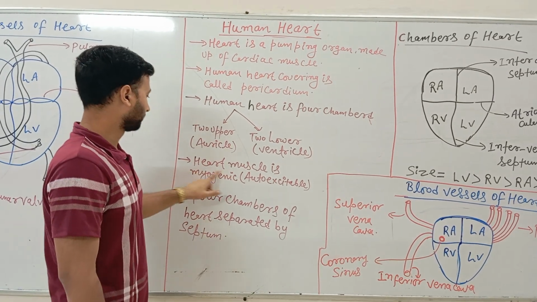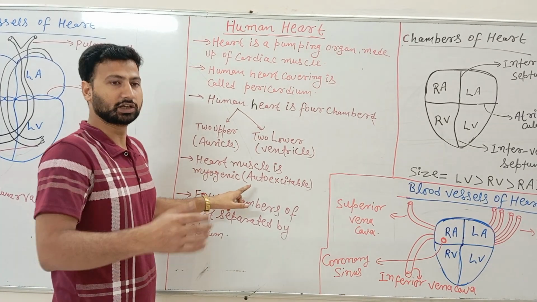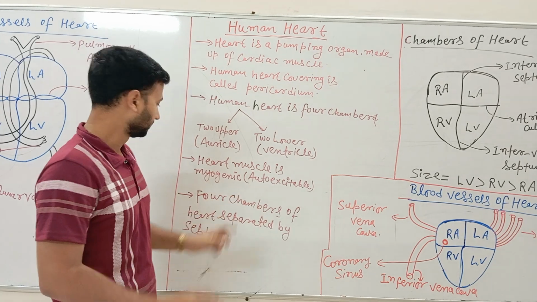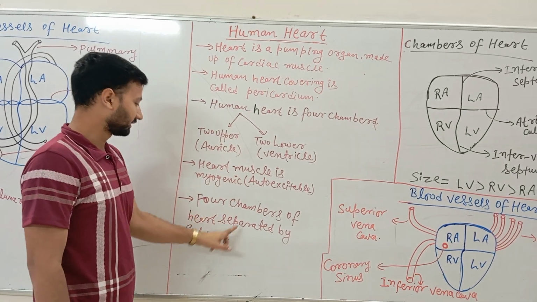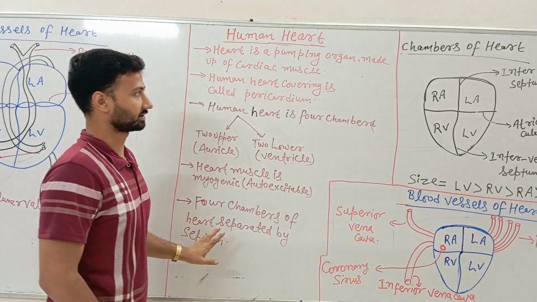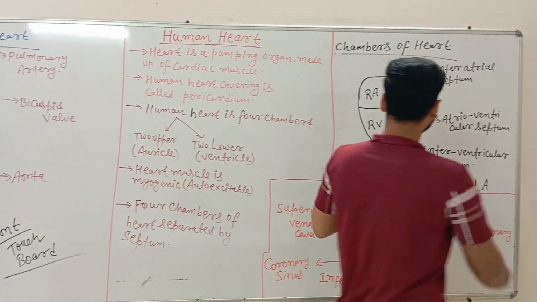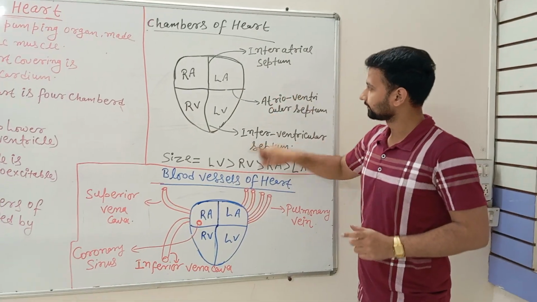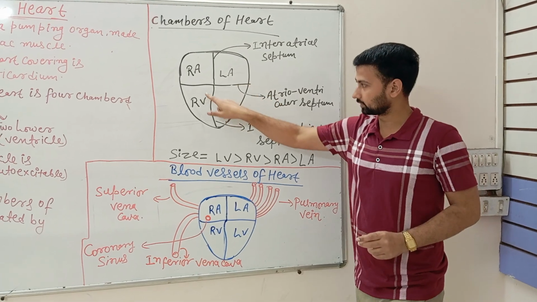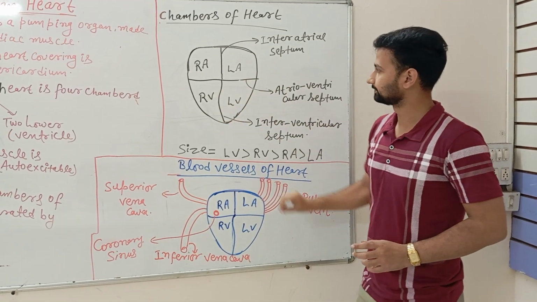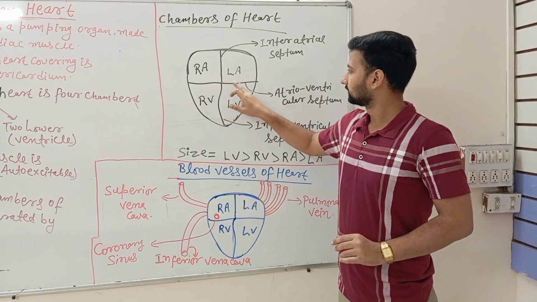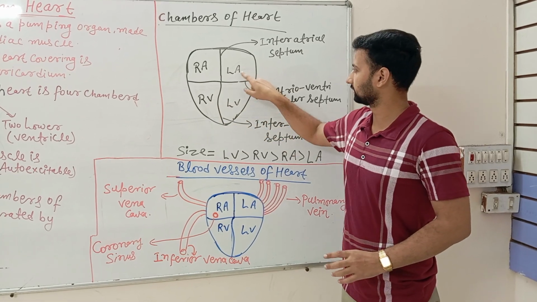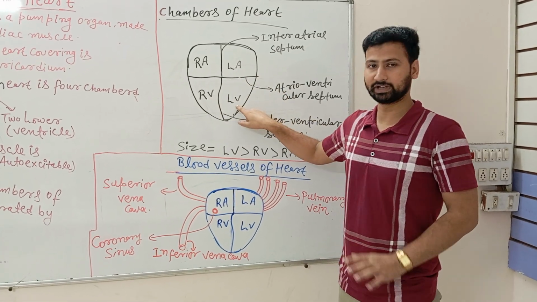Next one, heart muscle is myogenic because it can control its function by itself. Next one, human heart is made up of 4 chambers. Here we can see 4 chambers of heart. Upper 2 are called auricles, lower 2 are called ventricles. Right atrium, this is right ventricle, another is left atrium, and this is left ventricle.